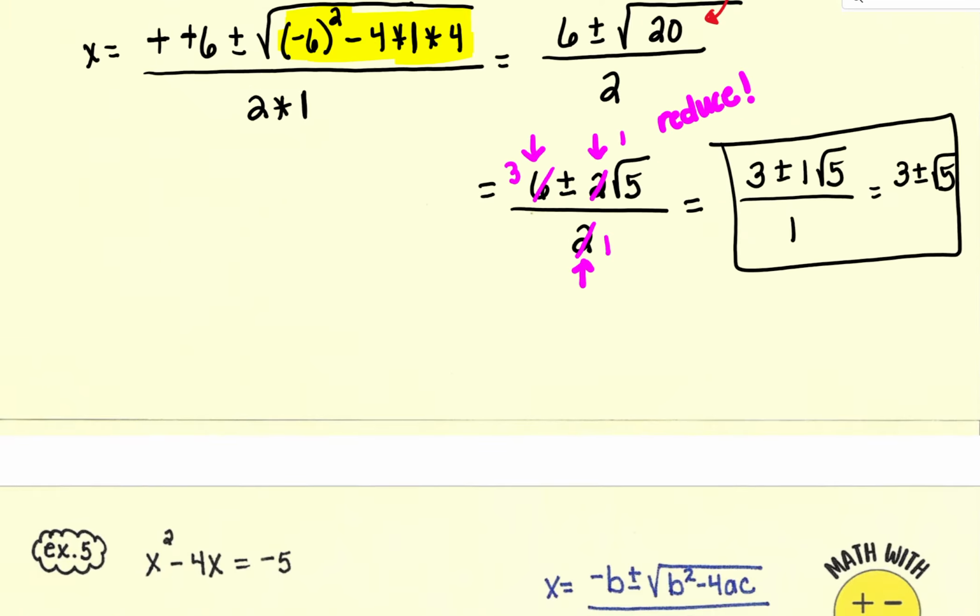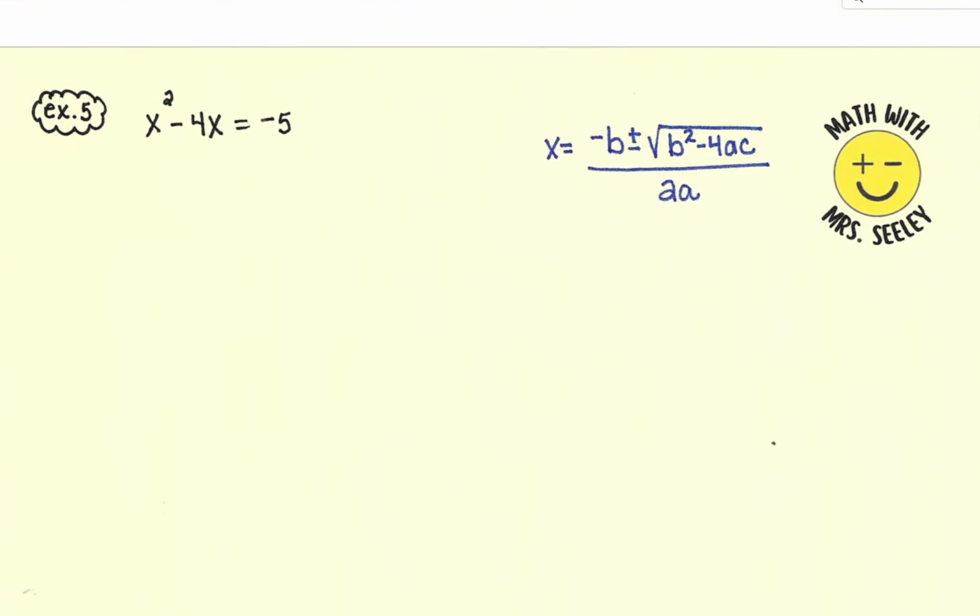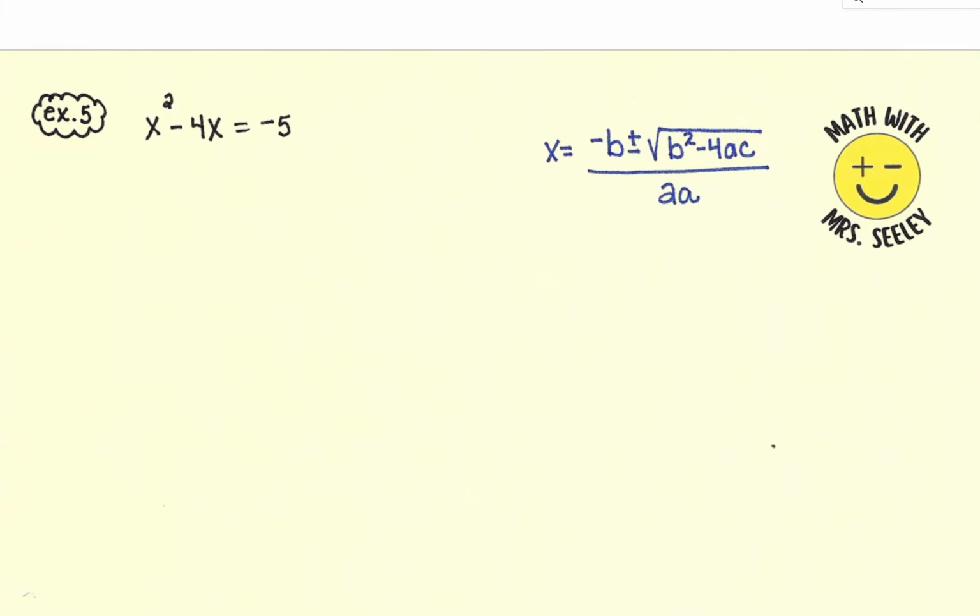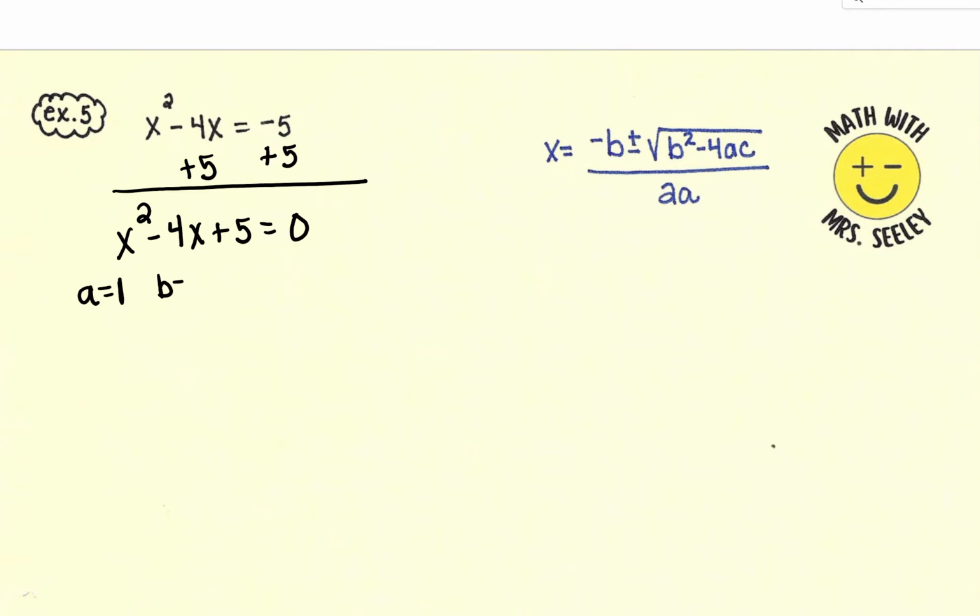Okay, let's look at example 5. In example 5, we're looking first to see that we're not set equal to 0. So let's do that. So add your 5 over. So I have x squared minus 4x plus 5 is equal to 0. All right, if you'd like to, pause the video, put it in the formula, and get all the way to see what the discriminant is, or whatever's under the square root. All right, so our a value is 1, our b value is negative 4, and our c value is 5.